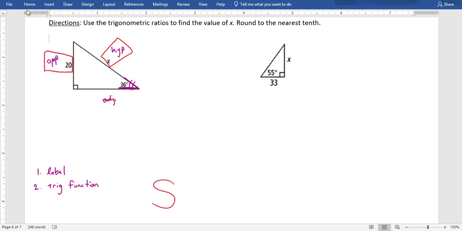And so which of our trig functions, SOHCAHTOA, uses opposite and hypotenuse? Well, that's sine. Remember, we always type in sine of an angle equals opposite over hypotenuse. We can fill in all of those blanks if we use sine. If we use cosine, we can't fill in the blank for adjacent, so we wouldn't want to use that one.